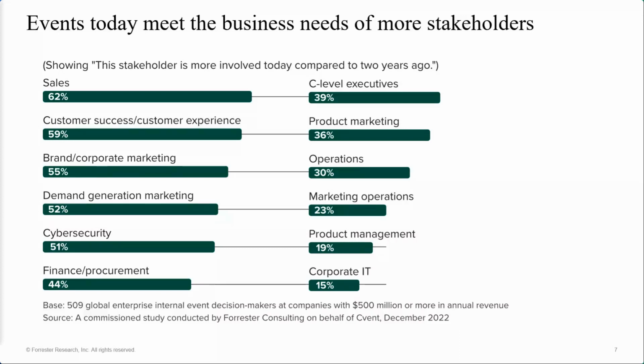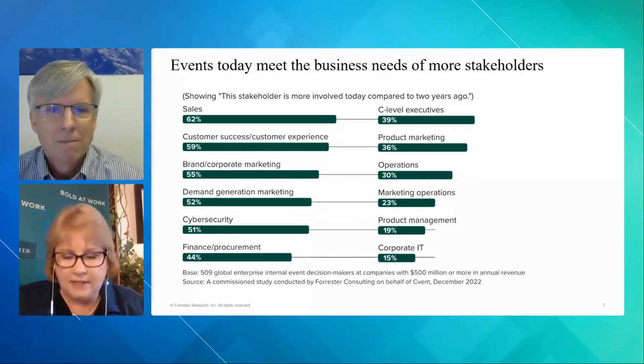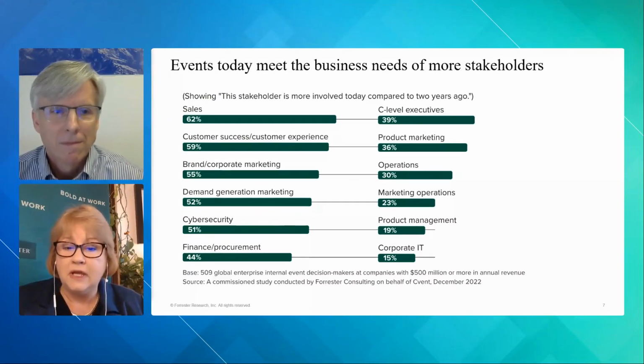But what's curious, and we thought this is really indicative of how events are now spread throughout and really supporting a lot of different business needs, is that sales is now more involved. Customer success is now more involved. And the interesting one is cybersecurity, because we're recognizing there's a lot of key information about our customers that we're gaining from event interaction that needs to be protected and treated properly.